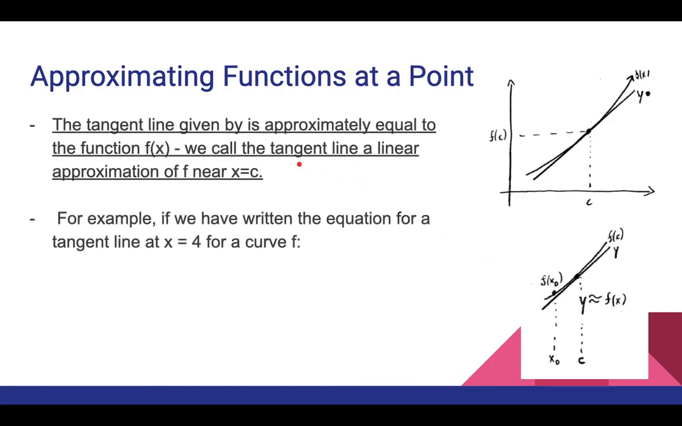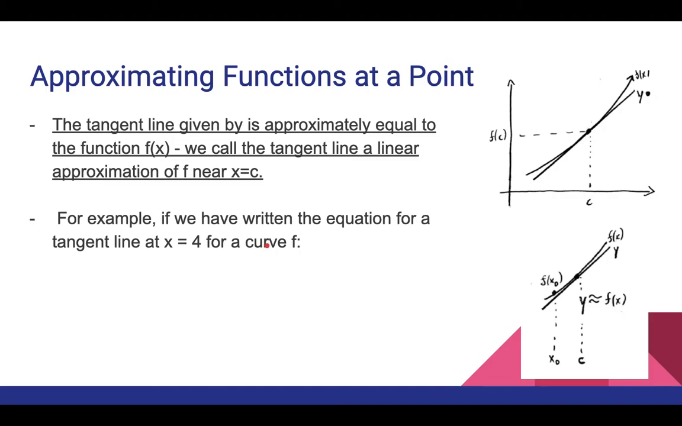So we call a tangent line a linear approximation of f near x equals c, because we're using a tangent line to attain an approximation of a function value at a point near x equals c, hence why we say linear approximation.